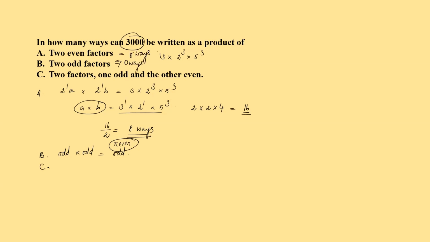Now, going on with C. Now, two factors, one odd and the other even. There are two ways in which you can do this.